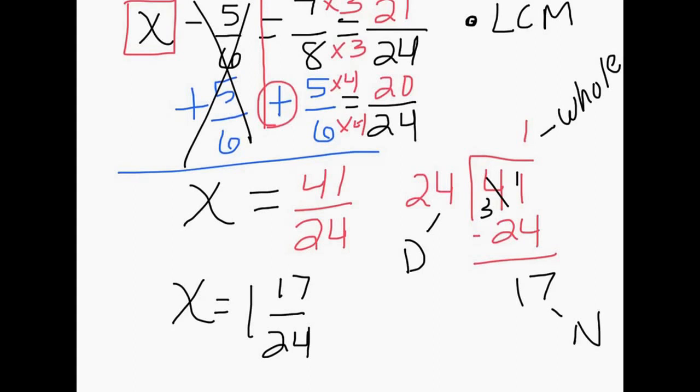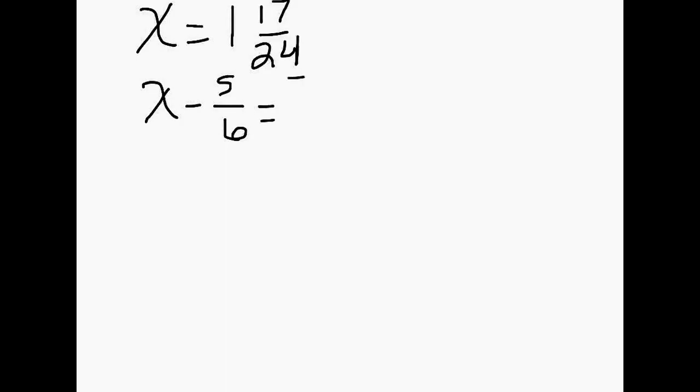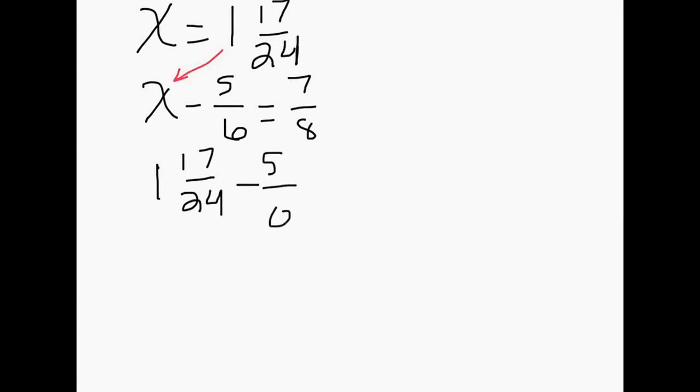To check that problem, we need to take x, which equaled 1 and 17/24, and plug in that solution into our original equation. The original equation was x minus 5/6 equals 7/8. So now we can plug in the solution in for x. Now we have 1 and 17/24 minus 5/6 equals 7/8. We would write that vertically.